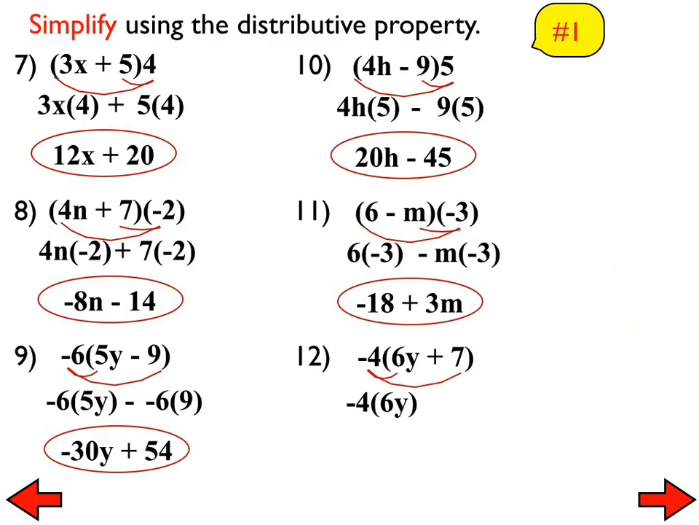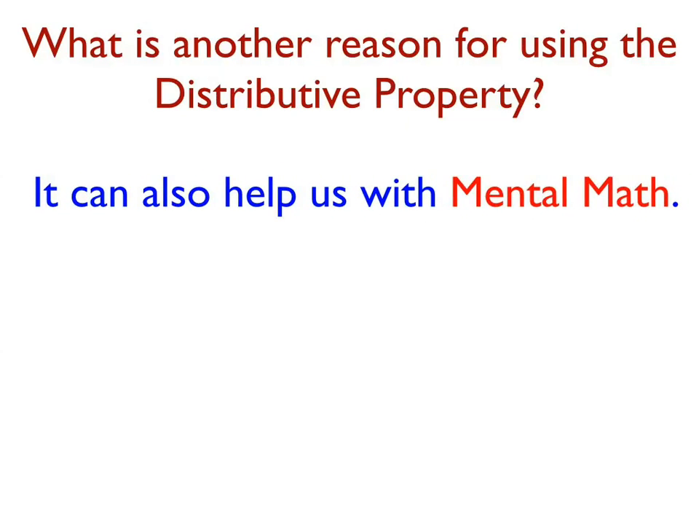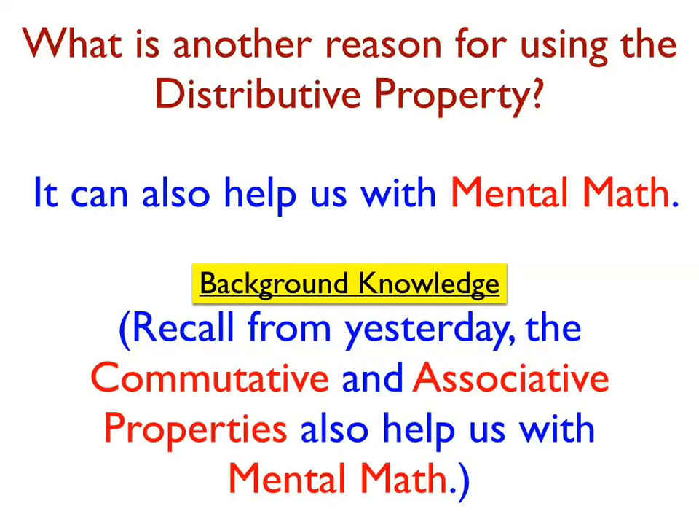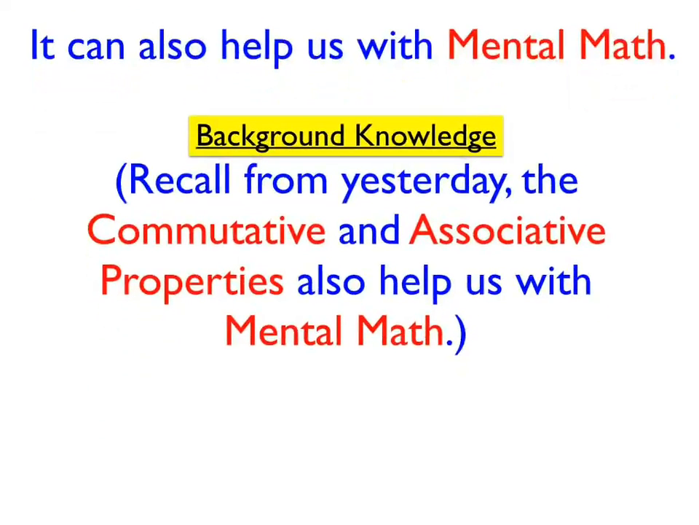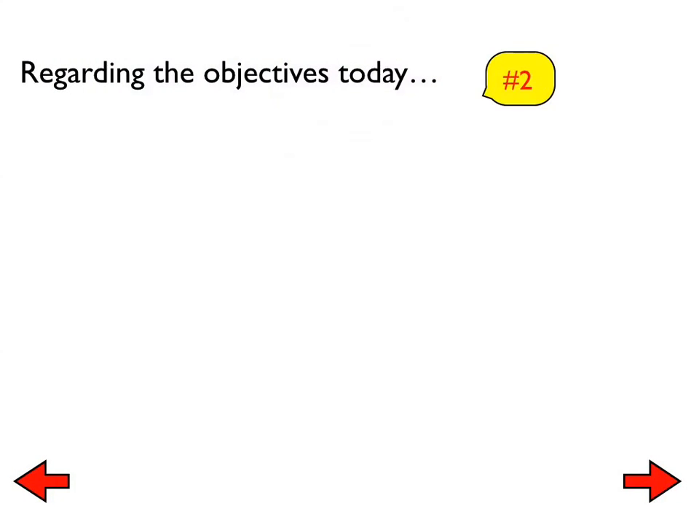All right, so let me finish that problem up. And I have a question for you. What is another reason for using the distributive property? Well, it's something we dealt with at the very beginning of this lesson, and we're going to go into more detail as we finish the distributive property idea up. But much like the associative property and commutative property, it helps us with mental math, and we're going to see that tomorrow. All right, quickly turn to your shoulder partner. What did you learn today? The twos start the conversation.